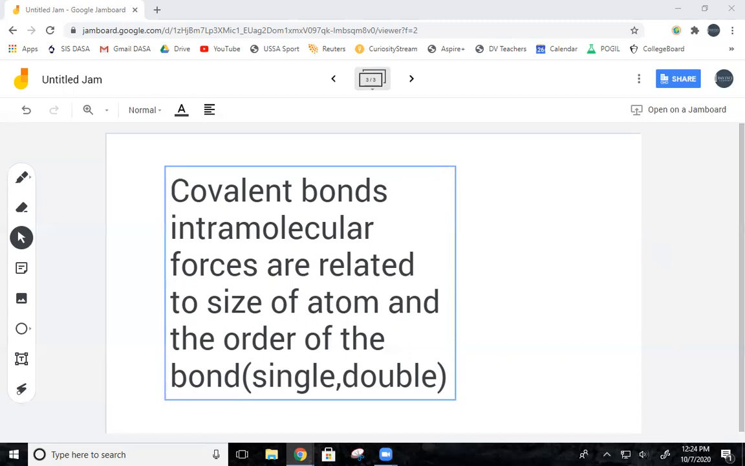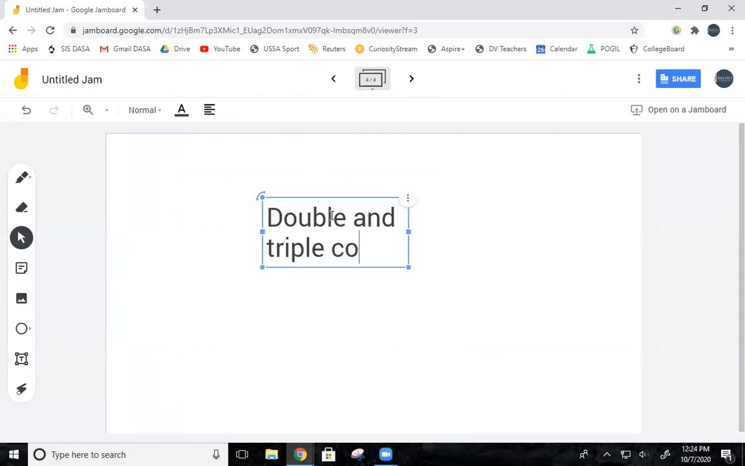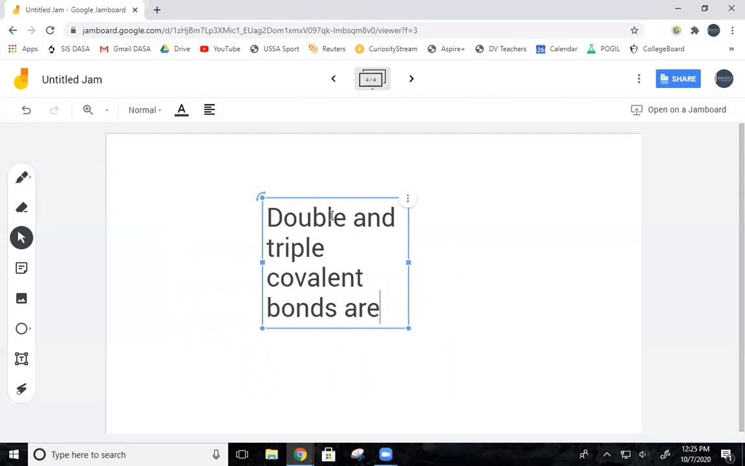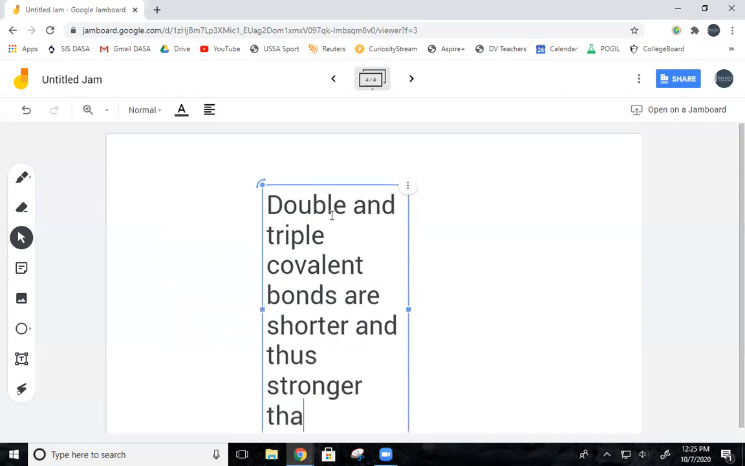Okay, so double, single bonds. We better write that down. So what was it? Double and triple bonds are shorter. Double and triple covalent bonds are shorter and thus stronger than single.